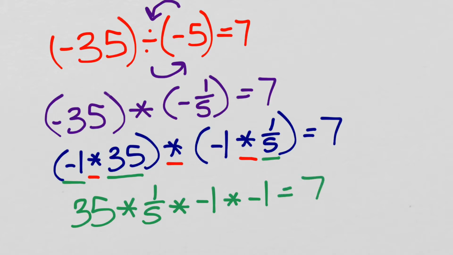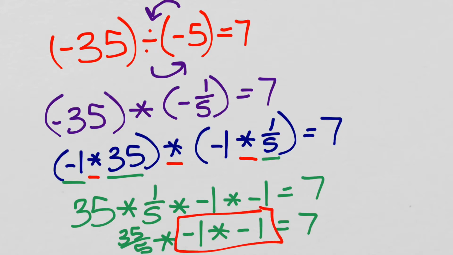35 times 1/5 is going to give you 35/5, which is really equal to 7. And when we multiply by -1, we get -7. And when we multiply by -1 again, we get +7. So when you are multiplying by two negatives, it's like multiplying by -1 twice, which gives you a positive number.